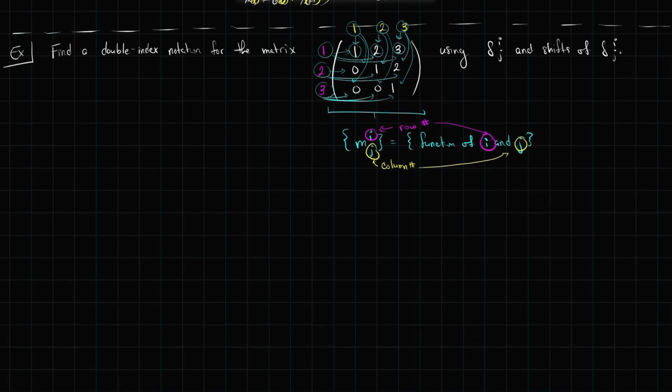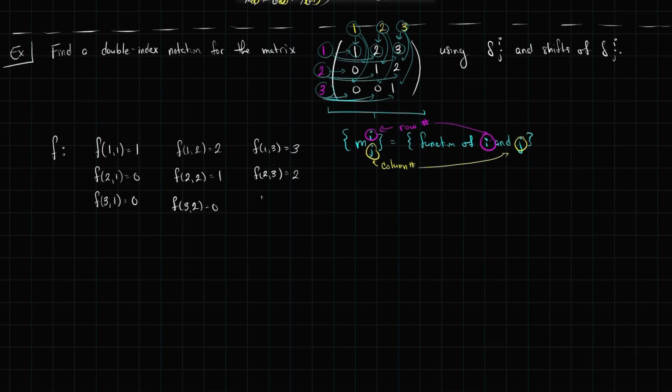Think of some function. So basically we just need a function f such that f of 1, 1 is 1. F of row 2, column 1 would be 0. F of row 3, column 1 would be 0. F of row 1, column 2 would be 2. F of row 1, column 3 would be 3. F of row 2, column 2 would be 1. F of row 2, column 3 would be 2. F of row 3, column 2 would be 0. And f of row 3, column 3 would be 1.